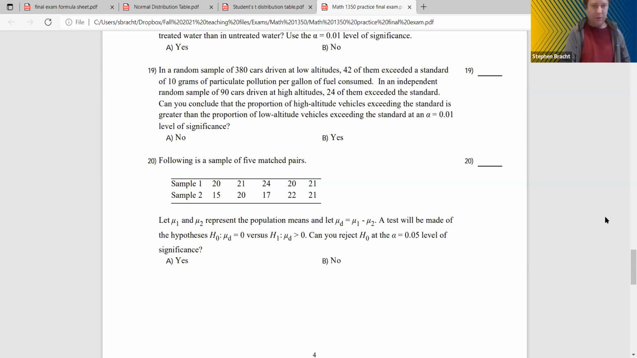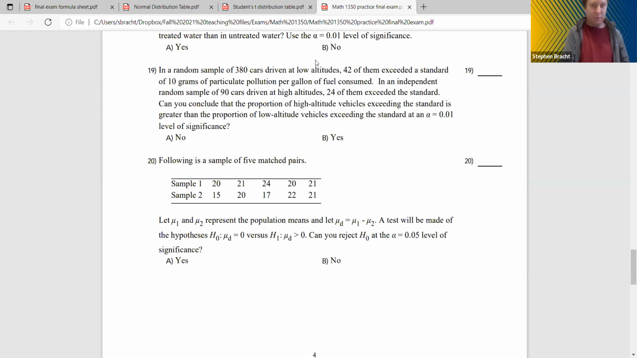First thing I need to do is calculate my differences, right? So my differences are found by taking each value from sample 1 and subtracting the corresponding value from sample 2, right? So it's like 15 minus 20, 20 minus 15, 21 minus 20, 24 minus 17, and so on, right?